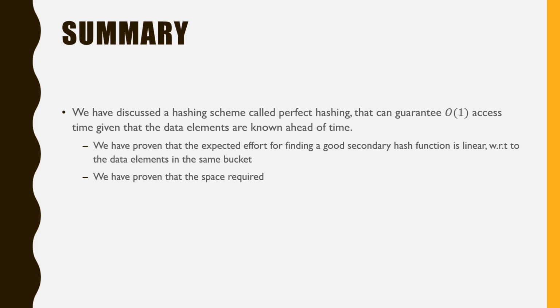In summary, we have discussed the idea of perfect hashing, which ensures the worst-case O(1) time for hash table access. We have discussed the algorithm itself and provided proof for estimating its efficiency and space requirement. This is the last video of the hash table module.